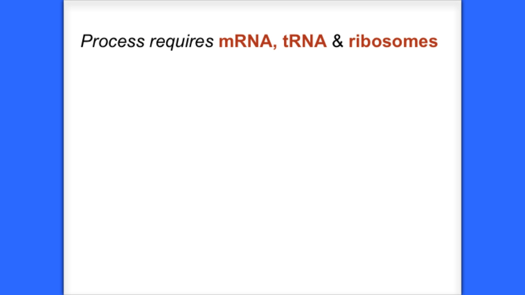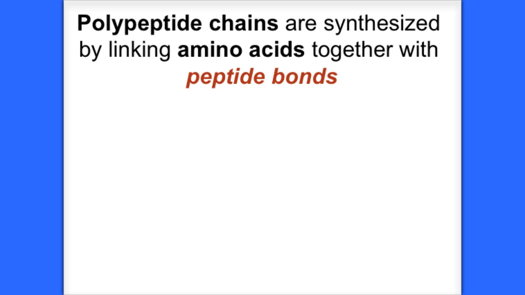Now, for the whole process, we require mRNA, transfer RNA, and ribosomes. And when the amino acids are stuck together with the help of bonds, which we call peptide bonds, the whole thing is referred to as a polypeptide chain.